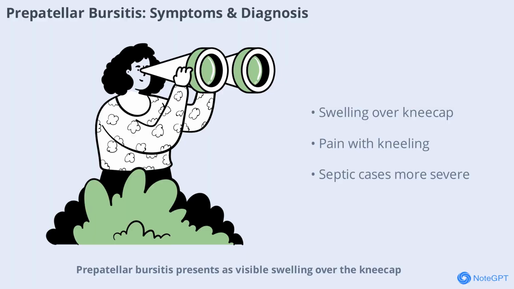Prepatellar bursitis presents as visible swelling over the kneecap, often with pain and tenderness during kneeling or direct pressure. Acute cases may follow trauma, while chronic cases are seen in those with repetitive kneeling. Septic bursitis is more dramatic, with redness, warmth, severe pain, and sometimes fever. Diagnosis combines clinical assessment, imaging, and if needed, aspiration for infection or crystals.